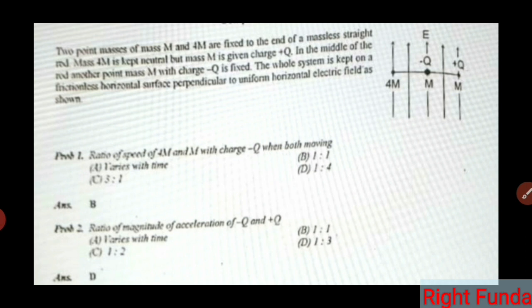Two point masses of mass capital M and 4 capital M are fixed to the ends of a massless straight rod. Mass 4M is kept neutral, but mass capital M is given a charge plus Q. In the middle of the rod, another point mass capital M with charge minus Q is fixed. The whole system is kept on a frictionless horizontal surface, perpendicular to a uniform horizontal electric field as shown.